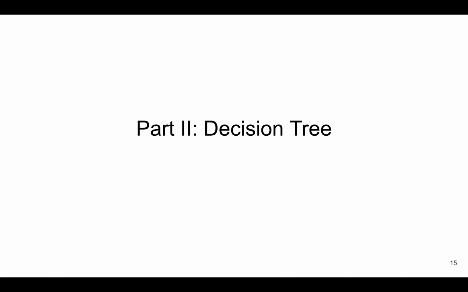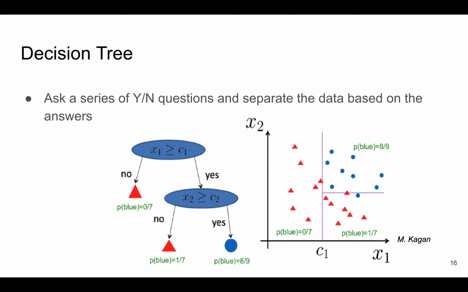Now move on to part 2, the decision tree. The concept of a decision tree is quite simple. You ask a series of yes-no questions and separate the data based on the answers. For example, if the distributions of two kinds of events, the blue dots and the red triangles, look like the plot on the x1, x2 plane on the right-hand side, we can classify an event by first asking whether its x1 value is larger than a certain threshold C1.